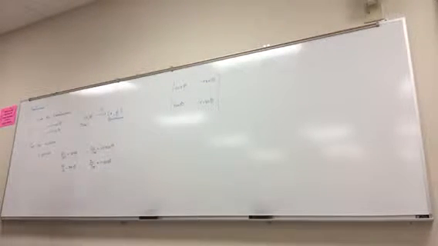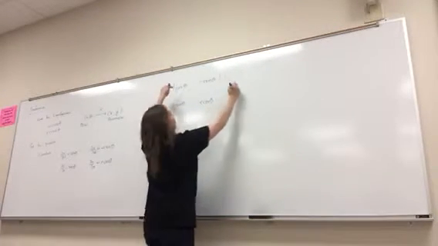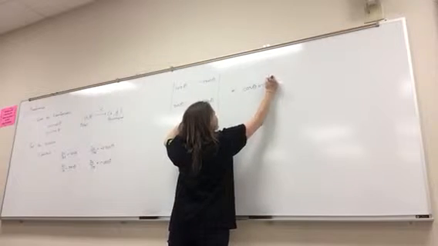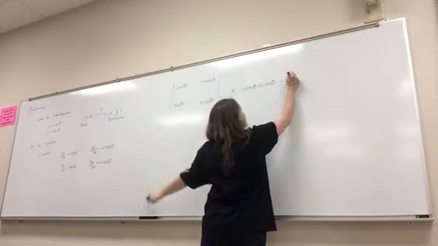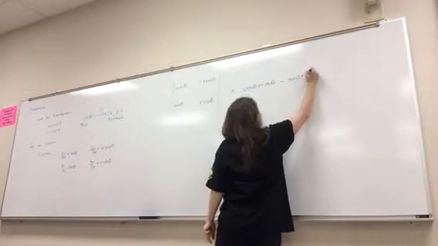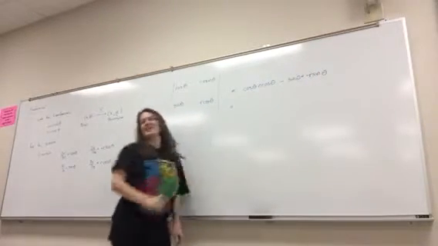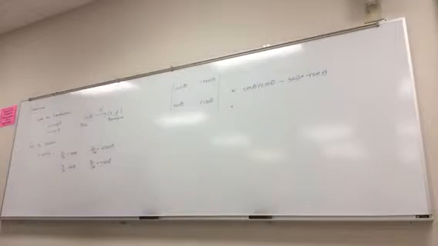Okay, so all we have to do is take the determinant of this. The determinant is going to be cosine theta times r cosine theta, minus sine theta times negative r sine theta. You figure out what it is, and then feel really good about yourself.